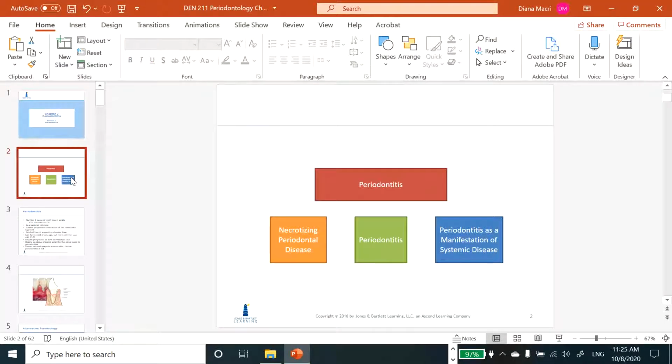So the main category that we're dealing with now is periodontitis. Necrotizing periodontal disease we have already identified. You guys know what that is, so we're not going to discuss that any further. Periodontitis as a manifestation of systemic disease is covered in one of the upcoming chapters in your textbook, Chapter 16, Systemic Risk Factors that Amplify Susceptibility to Periodontal Disease. So we'll talk more about that classification when we get to that chapter.